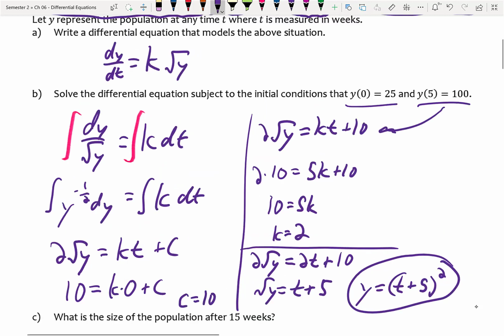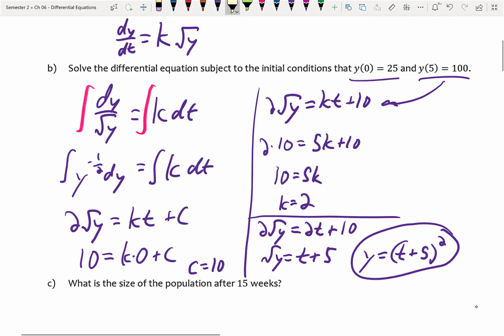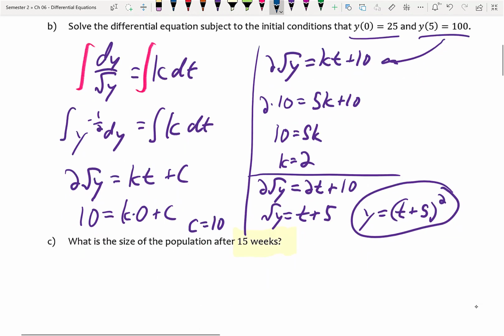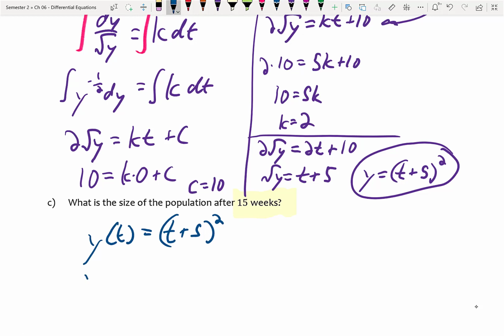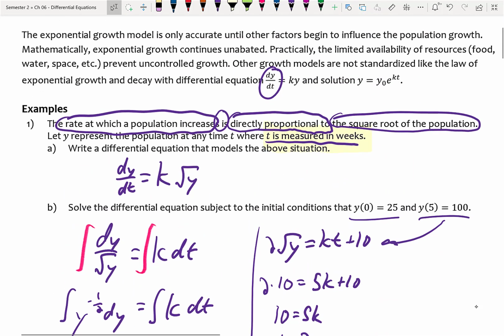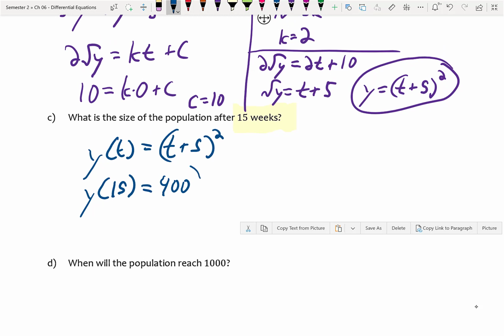Let's check the units. It says t is measured in weeks way up here, and the reason I'm checking the units is because the next question says, what is the size of the population after 15 weeks? That's an easy question once you have your solved equation. We know that technically y of t is equal to t plus 5 squared. So a way to show that without showing too much is to say y of 15 is equal to what? 400. And let's check the units of that. y is the population, so we don't know what it is. We can just say 400 whatevers.